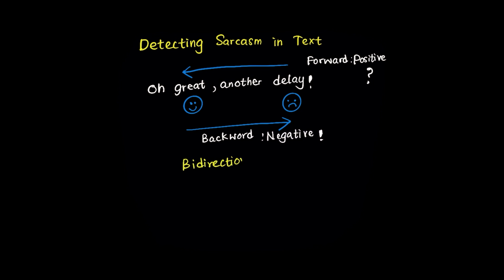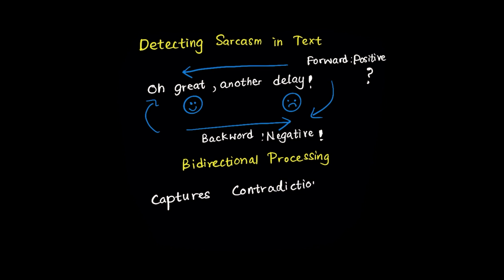Simple tokenization just breaks text into pieces. One-hot encoding loses sequence information entirely, and bag of words completely ignores word order. Only bidirectional processing can detect the subtle interplay between words that create sarcastic meaning.